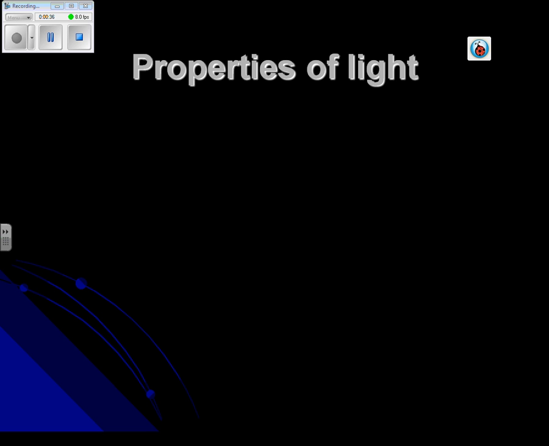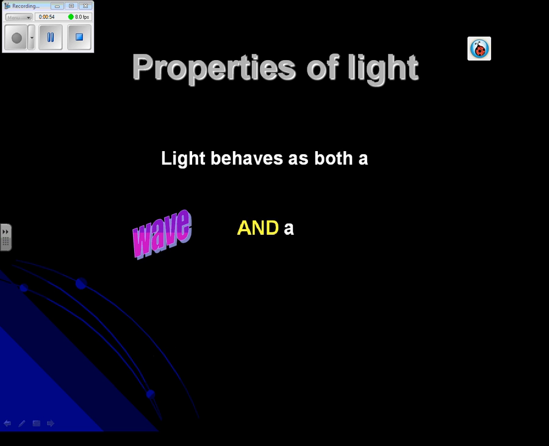We had experiments that showed it behaved like energy or a wave, and we had experiments that proved it was like a particle or matter. That just didn't work out really well, and we had to come to a consensus and say that light behaves as both a wave and a particle. It's called the wave-particle duality of light. We had to get Einstein involved in all of this, and you'll see how that comes about.